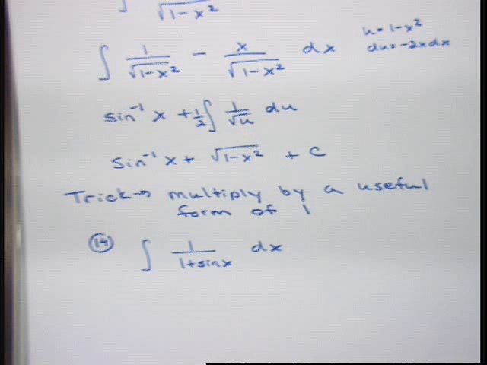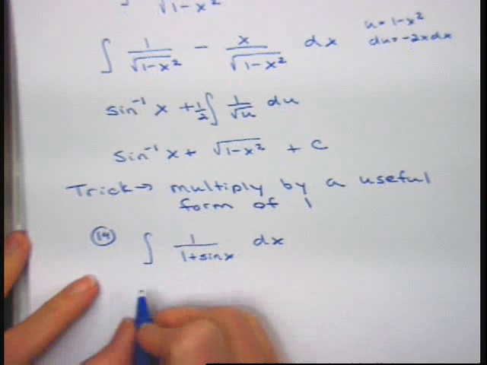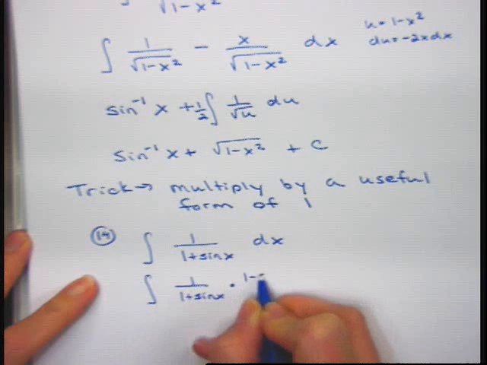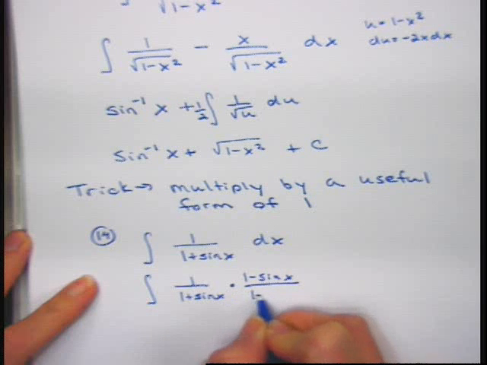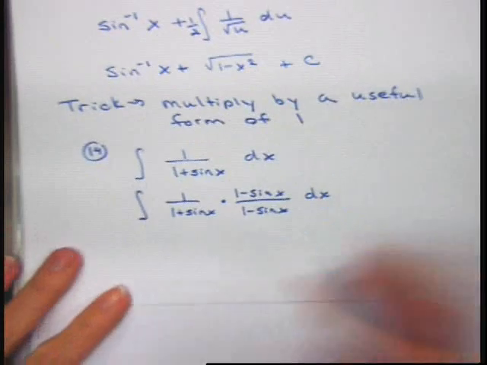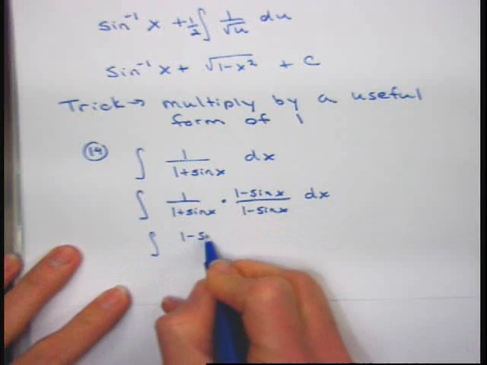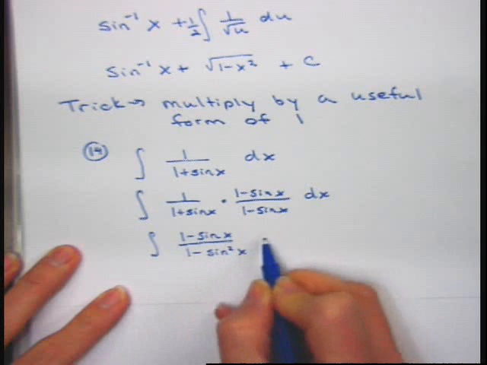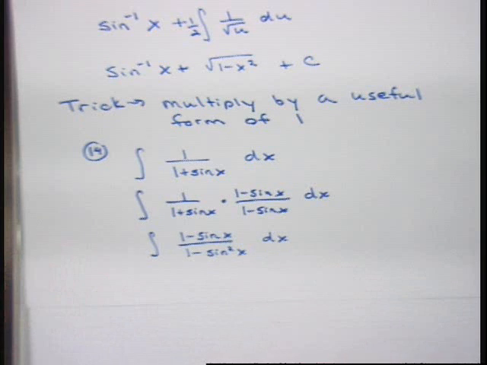And one way to be creative is to multiply by a convenient form of 1. In this case, a convenient form of 1 would be the conjugate of the denominator. So if I multiply the top and bottom by 1 minus sine x, you'll see some fun things happen. So I will get 1 minus sine x in the numerator. In the denominator, I'm going to get 1 minus sine squared x. All right, and then I have my dx.